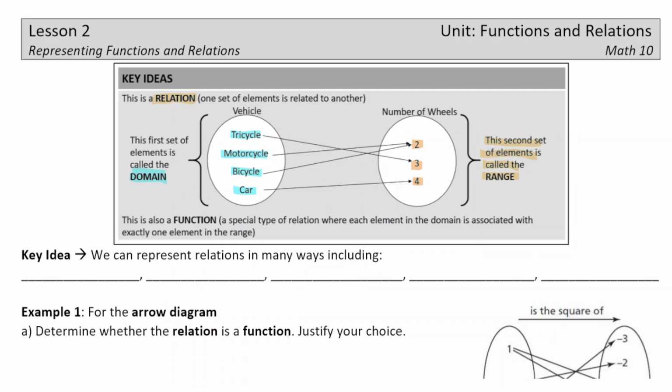So when each element in the domain, in that first set, has only one association in the range, then we call that a function. There's lots of ways to represent these functions. So this is one example. This is called an arrow diagram. I'm going to write these down.